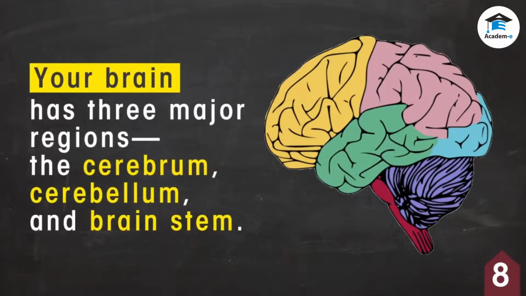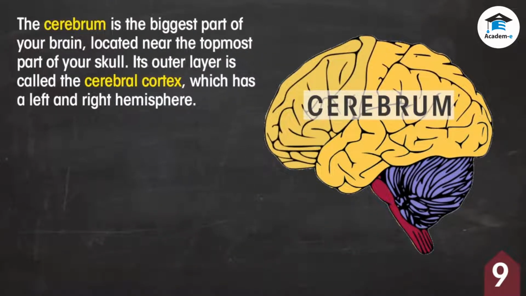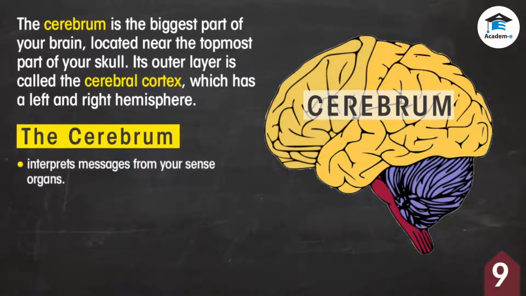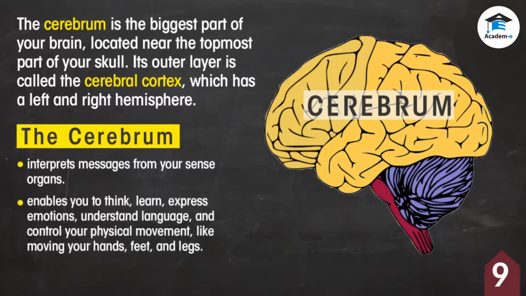Your brain has three major regions: the cerebrum, cerebellum, and brainstem. The cerebrum is the biggest part of your brain, located near the topmost part of your skull. Its outer layer is called the cerebral cortex, which has a left and right hemisphere. The cerebrum interprets messages from your sense organs. It also enables you to think, learn, express emotions, understand language, and control your physical movement, like moving your hands, feet, and legs.